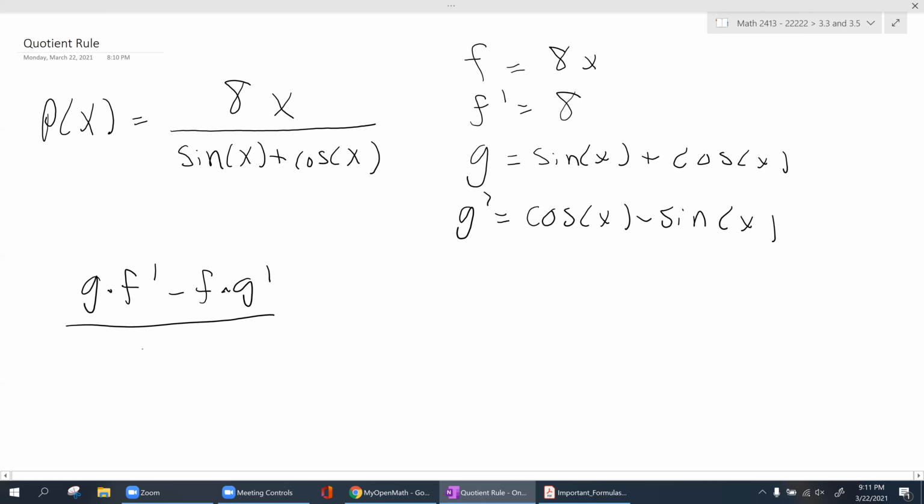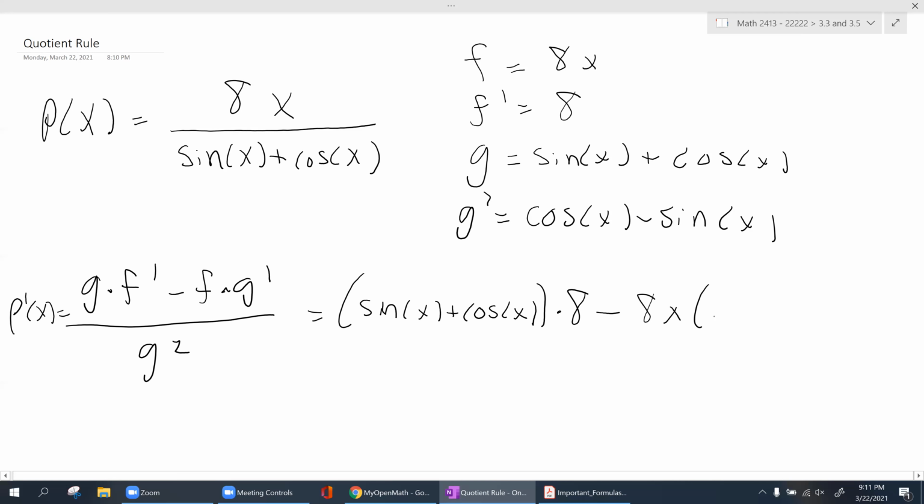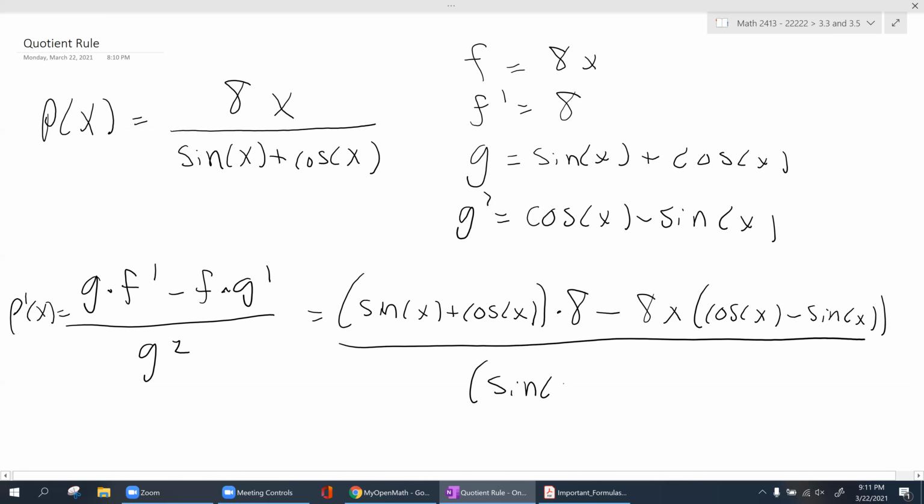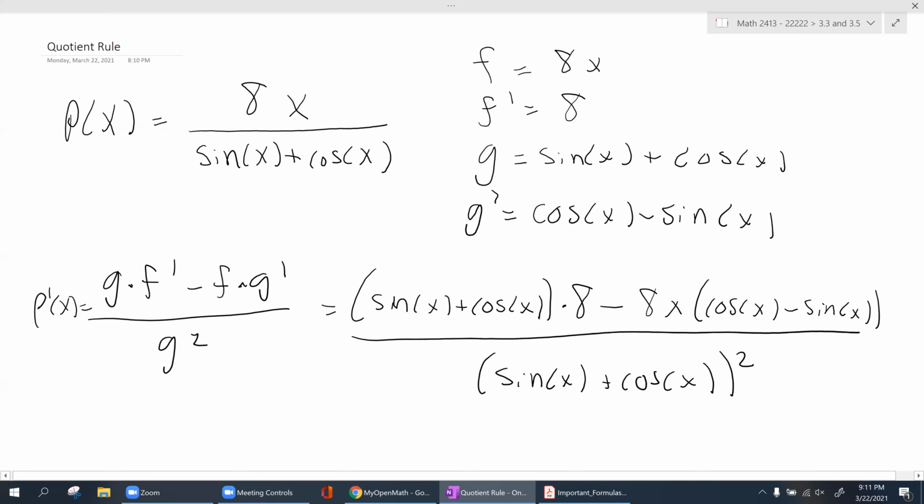And you would plug everything in to the derivative function. To find the derivative of P of x, this is going to be something like sine of x plus cosine of x times f prime, which is times 8. I'm going to go ahead and solve these with you guys. Minus 8x times g prime, which is cosine of x, all over the bottom squared, which is just sine of x plus cosine of x squared.